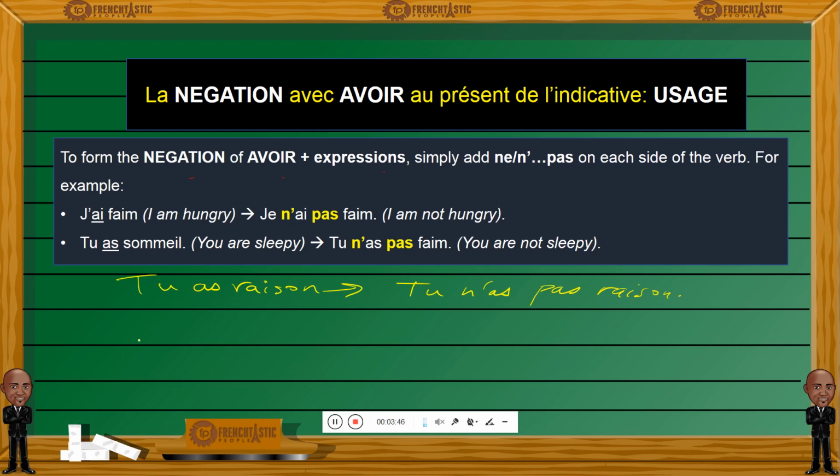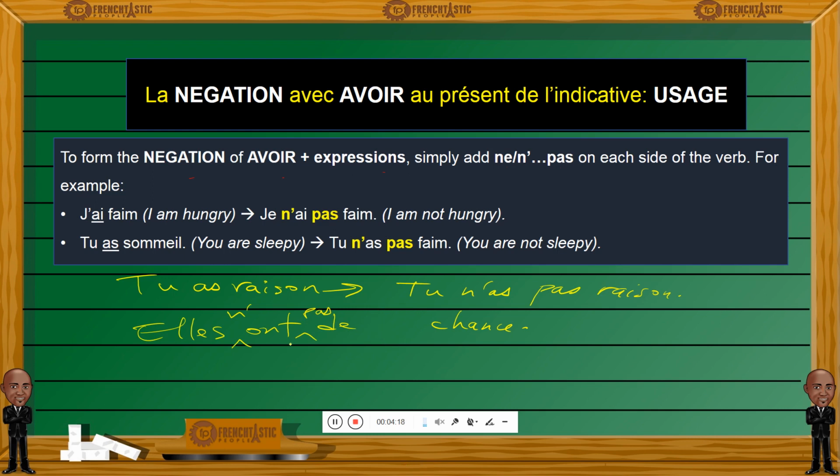If I said elles ont de la chance, avoir de la chance, to be lucky. Elles ont de la chance. They are lucky. They, female. How about turning this into a negative sentence? Well, if you add n' apostrophe, ont, and then pas: elles n'ont pas de chance. In that case, you will get rid of the la here.